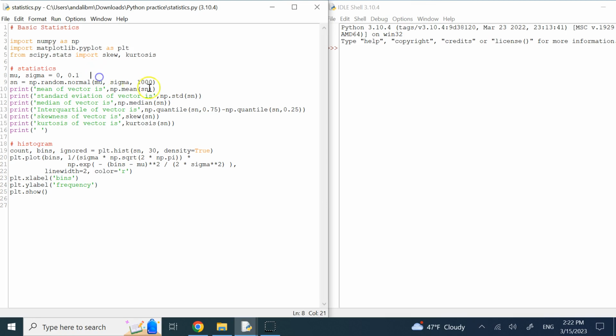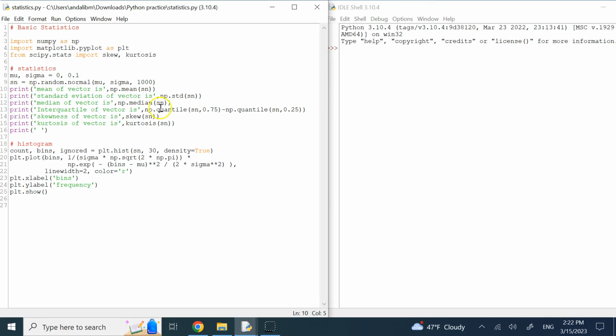So the first thing I do, I'm going to go ahead and generate a sample with 1,000 data points drawn from a normal distribution, a random set of data from a normal distribution using np.random.normal, which we discussed earlier, with an average of 0 and a standard deviation of 0.1, and call it Sn, whatever you want to call it.